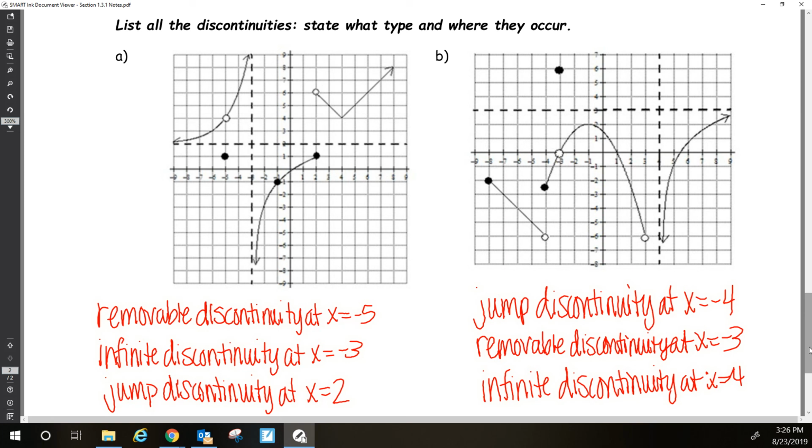So this is what we'll be doing on Monday. We'll do some sort of activity where we try to label it as a jump or an infinite discontinuity. We're also going to get our textbooks. And then on Tuesday, we're going to do a little bit of end behavior. You've seen that before. Wednesday is going to be your review, and then Thursday is your test.